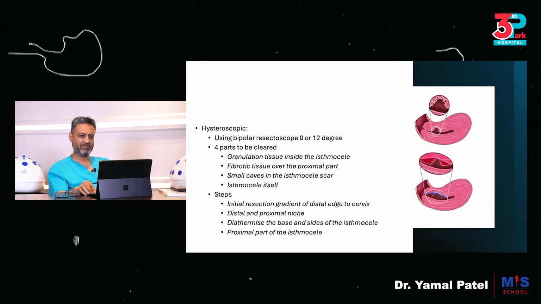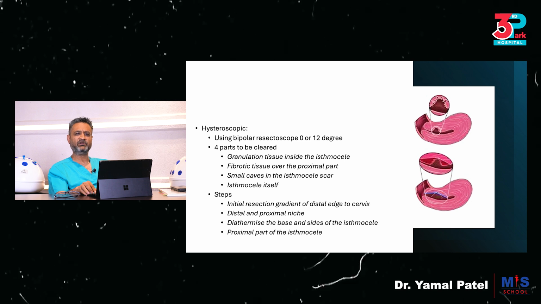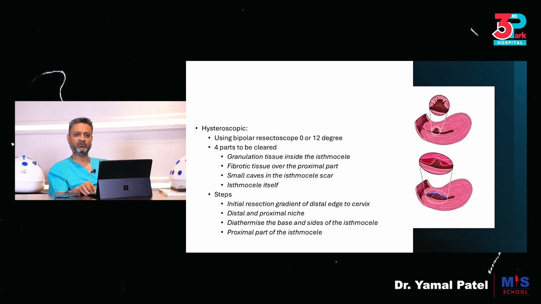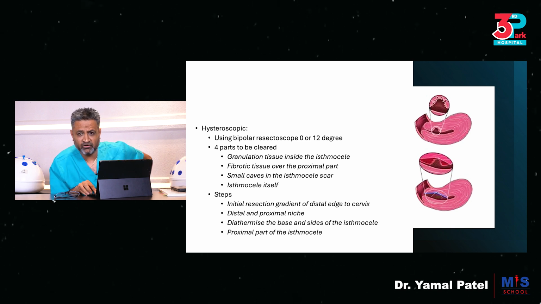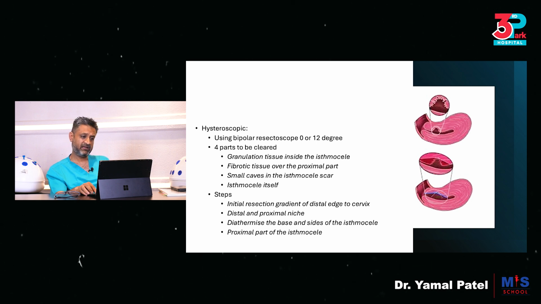We are discussing hysteroscopy, so let's focus on the hysteroscopic repair. This can be done using a bipolar resectoscope, but usually 0 and 12 degrees. As we know, operative hysteroscopy, by the way, is preferably done by a 0 or a 12 degree scope as opposed to a 30 degree scope, which is mainly used for diagnostic hysteroscopy. 4 parts need to be cleared as per certain studies.